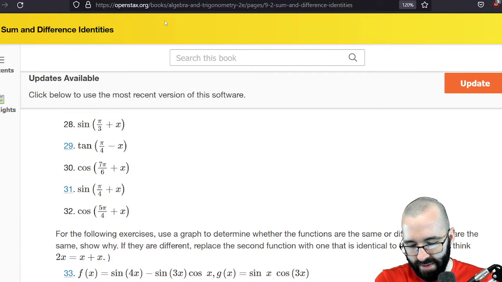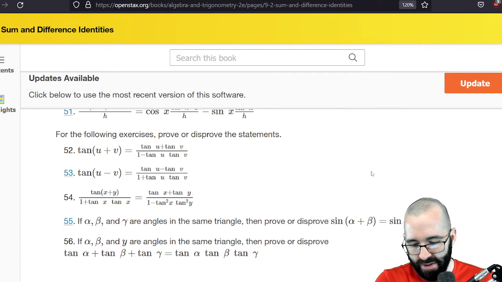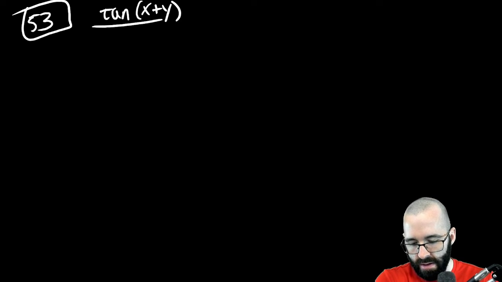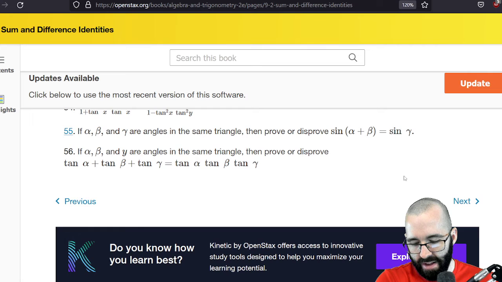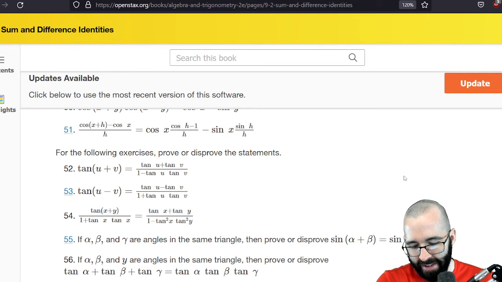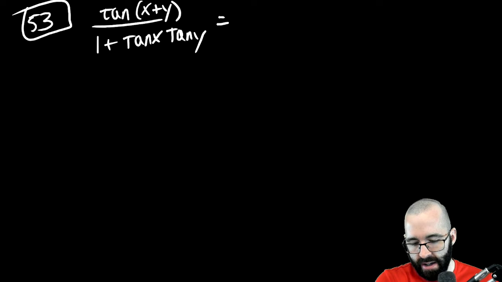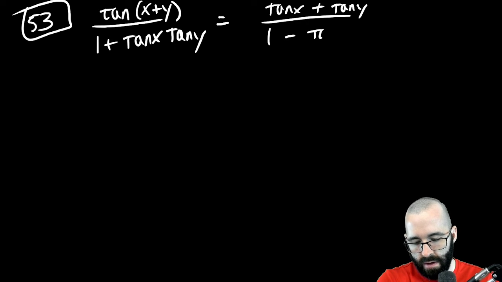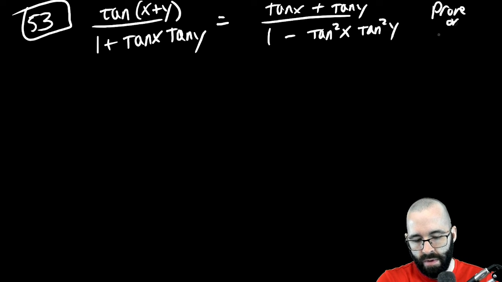Tangent of x plus y. Actually, this one looks boring too. Oh well. Tangent of x plus y. I don't know why it does this. Divided by 1 plus tangent of x tangent of y. Prove or disprove that this is equal to tan x plus tan y over 1 minus tan squared x tan squared y. Prove or disprove.